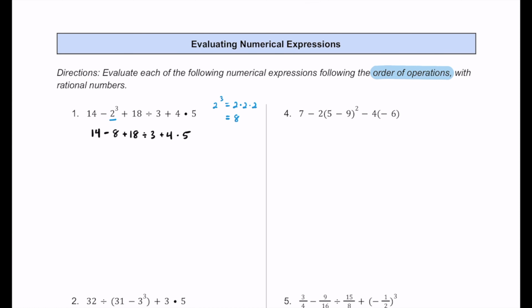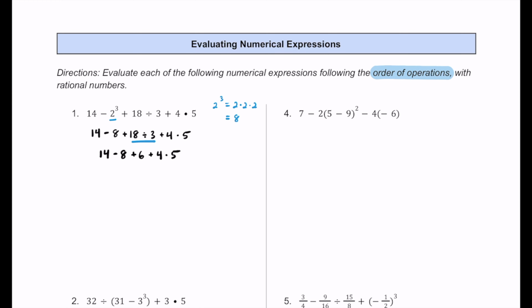Okay, so we don't have parentheses, and we don't have any powers or exponents, so we're on to multiplication or division, whichever one we see from left to right. Looks like we do have a division problem and a multiplication problem. They're equally important. So we're going to go ahead and take care of the division problem because it comes first from left to right. So we have 14 minus 8. We're just going to copy that down. 18 divided by 3 is equal to 6. So we're going to go ahead and add 6, and then we're going to add the product of 4 and 5.